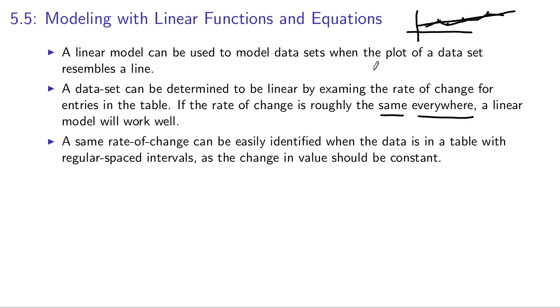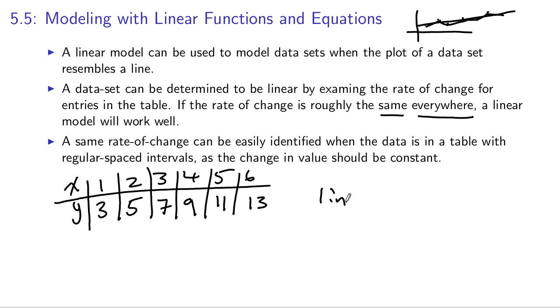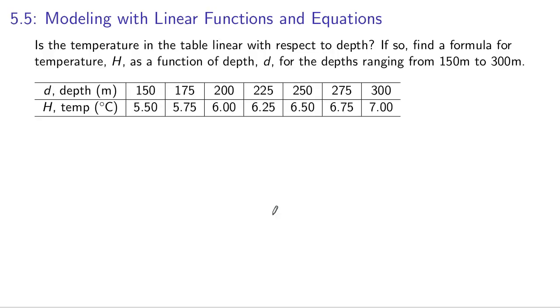The same rate of change can be easily identified when the table is in regularly spaced intervals, as the change in the value would be constant. So if we have a table with regular spaced intervals, 1, 2, 3, 4, 5, 6, and we have the output values always have the same change each time, this is linear. And we can identify that quickly by this pattern.